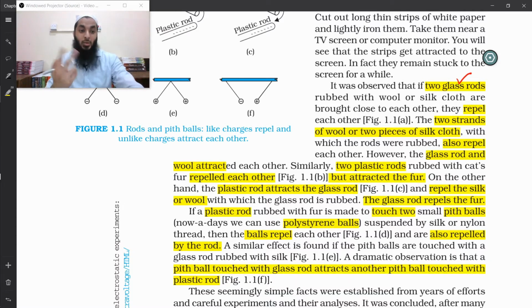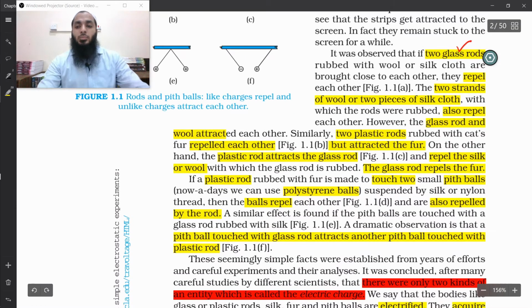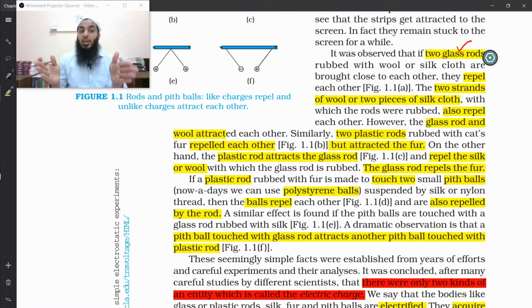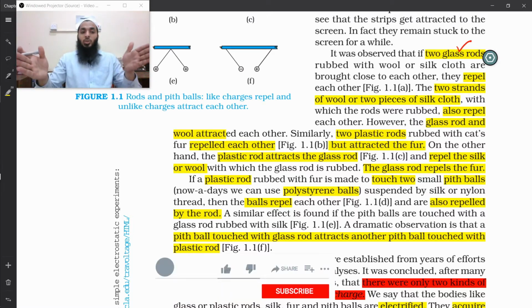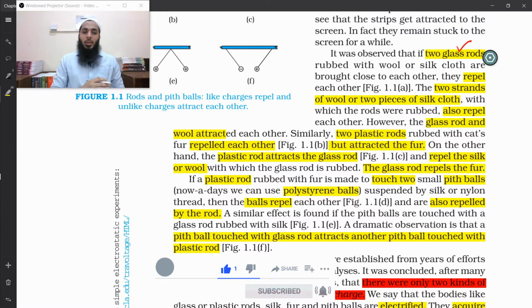Again, second proof. However, the glass rod and the wool attracted each other. We know that the glass rod and the wool have attained opposite charges, one positive and the other negative, so they are attracting each other. What does that mean? Unlike charges attract each other. So that's the proof that unlike charges attract each other.